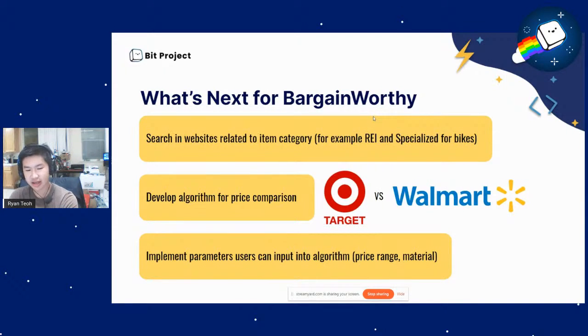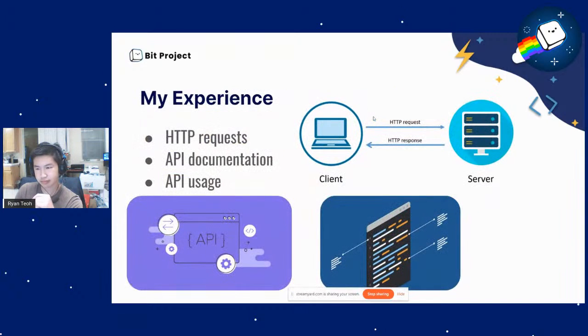In addition to that, I'd also like to implement parameters users can input into the algorithm. Like, let's say they only want to receive product recommendations under $200. So they can put that in and it will only return things under $200.